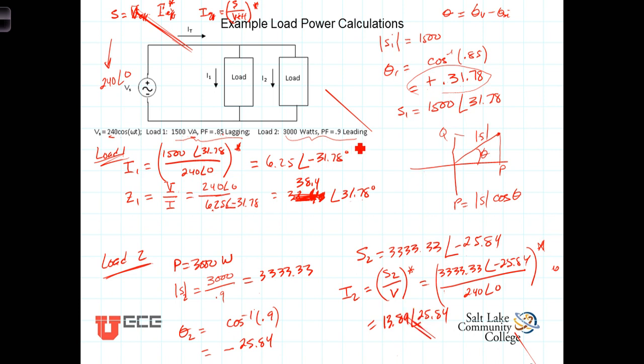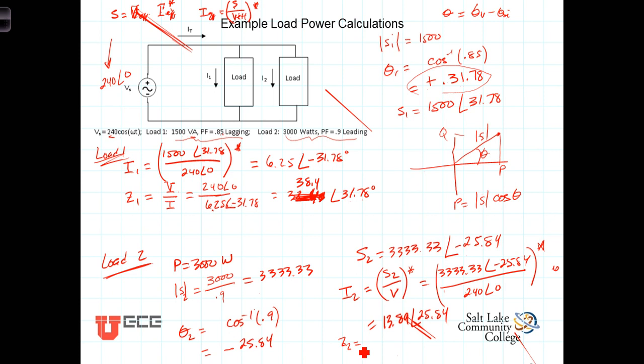Once again, we verify our signs. We know that this is a leading load, which means that the phase of I is ahead of the phase of V. Well, the phase of I is positive 25.84. The angle of V was 0. Sure enough, it's leading.